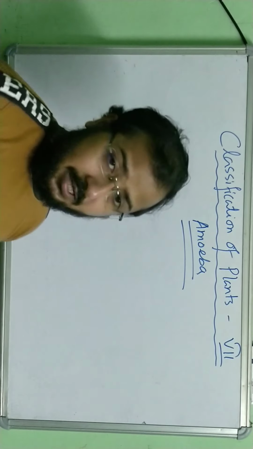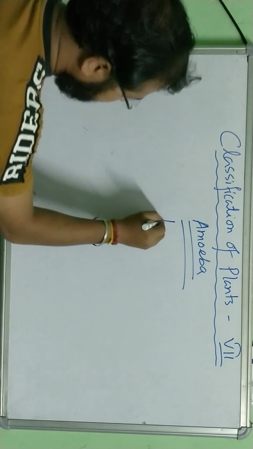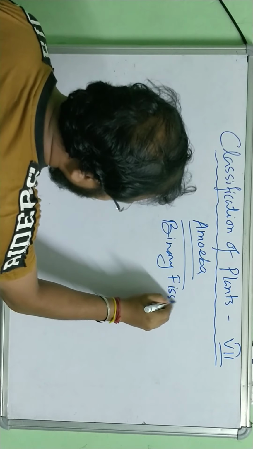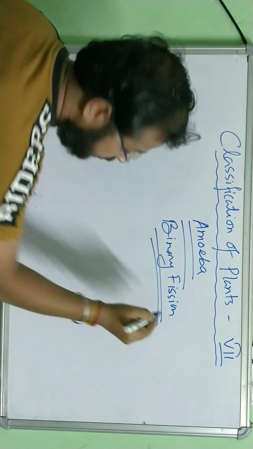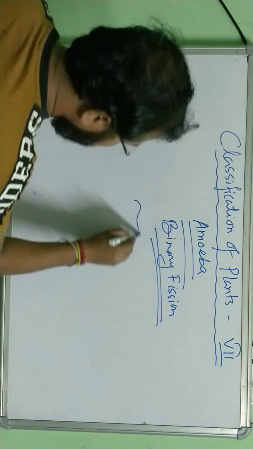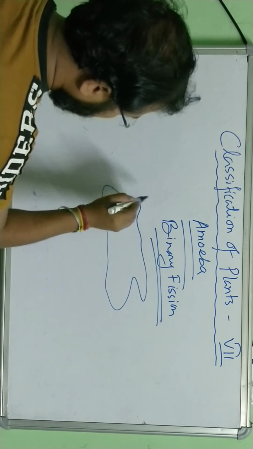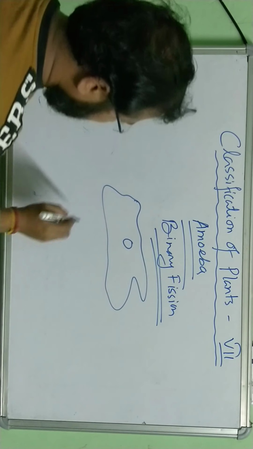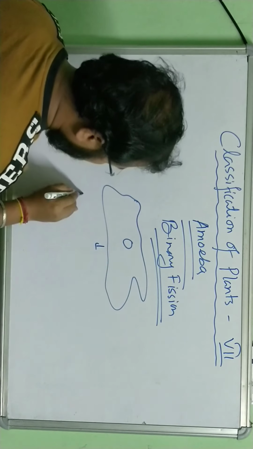Now if you see the reproduction process, it is binary fission. Mainly binary fission, though we even see multiple fission in amoeba. So initially, suppose it's a single amoeba with a nucleus. Then what will happen in the next step?